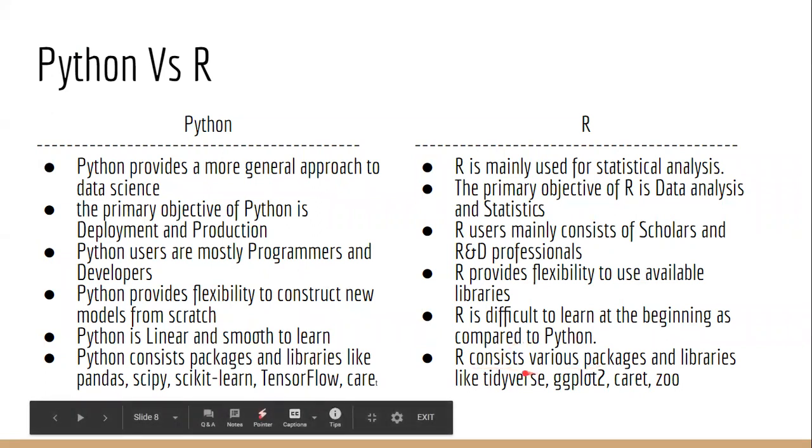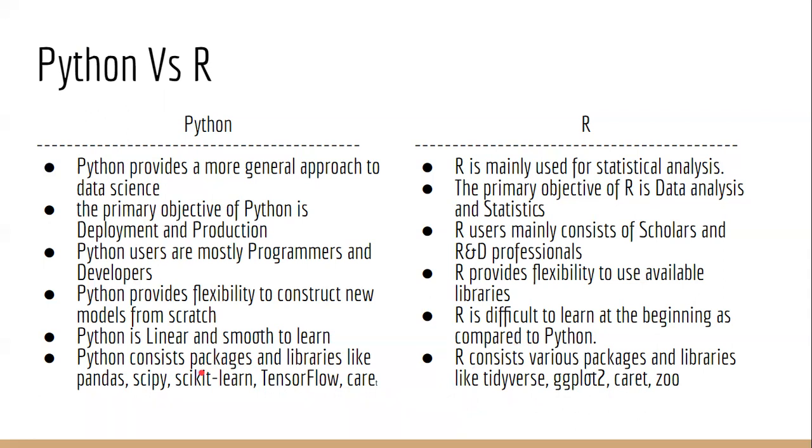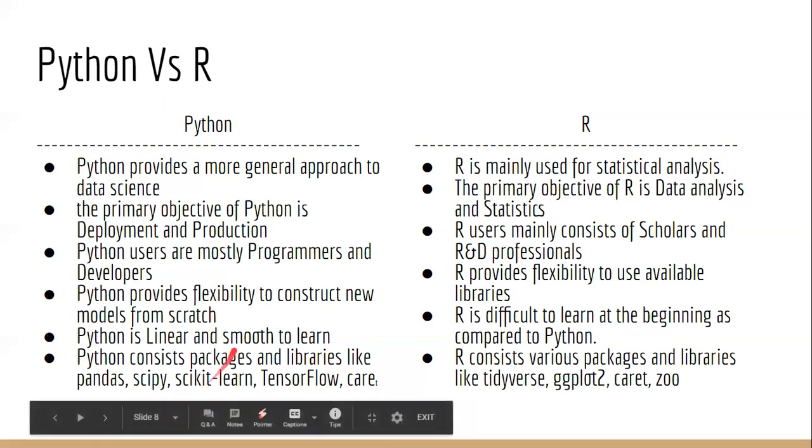R consists of various packages and libraries. These are some of the packages I've just mentioned. These are not limited. In the first slide, we already saw there are 12,000 plus libraries in R. And for Python also, we have seen that with the 5 common libraries, you can solve most of the machine learning and data science problems. If you want to go higher, then we have TensorFlow, PyTorch, Keras. Those are high level, for deep learning kind of thing, which can be used.